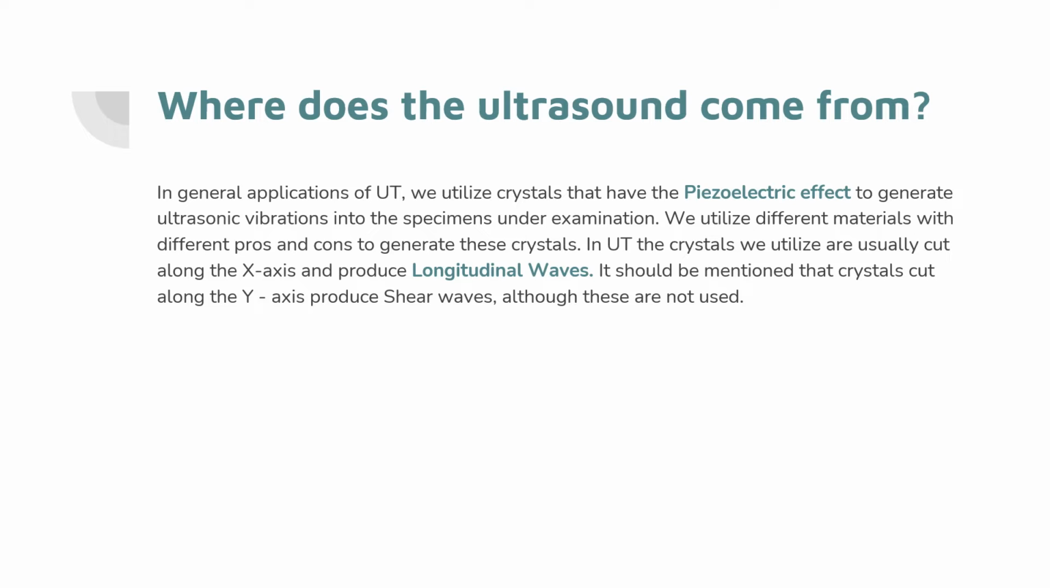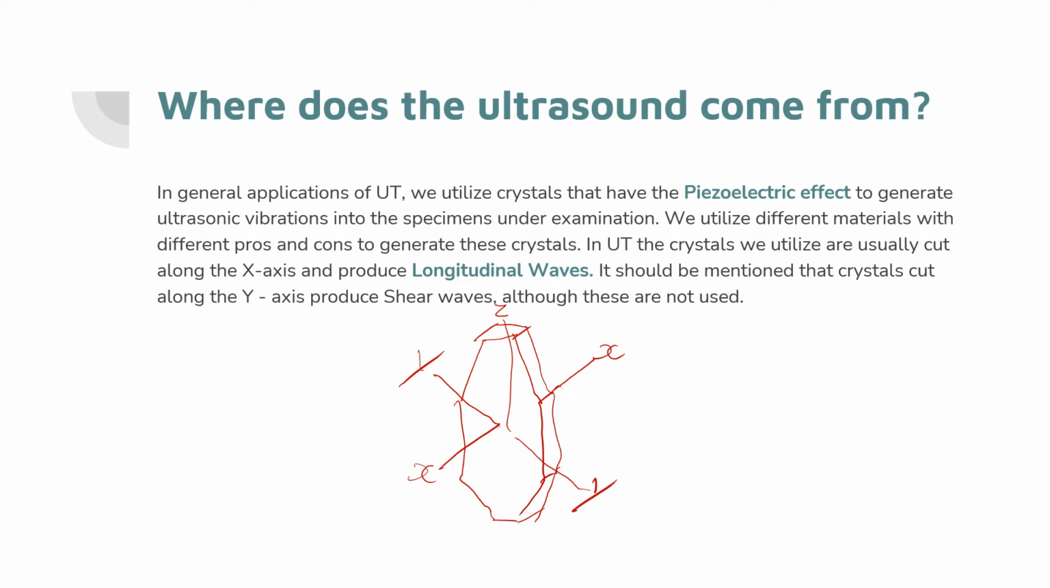So if I had a crystal, this is a very bad drawing, I'm sorry, I'm not an artist. So if we had a crystal that looked a little something like this, the X-cut would be through the middle of the crystal. This would be the Z-axis, and then this would be the Y-axis. Now we typically only use X-cut crystals, which give us something called a longitudinal wave. We'll get to that a little bit later.